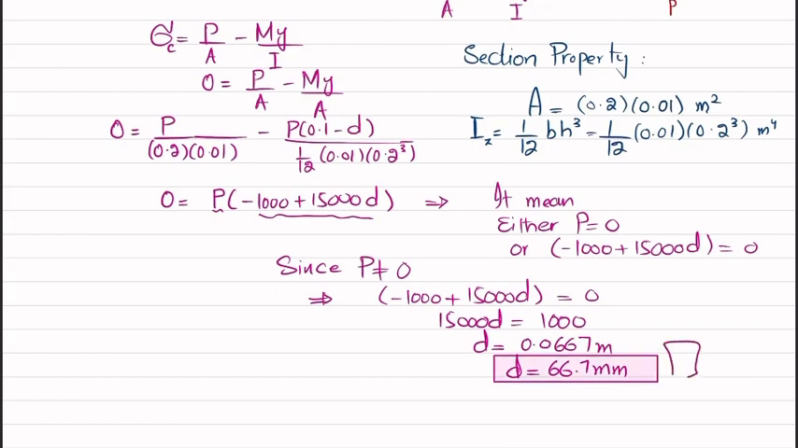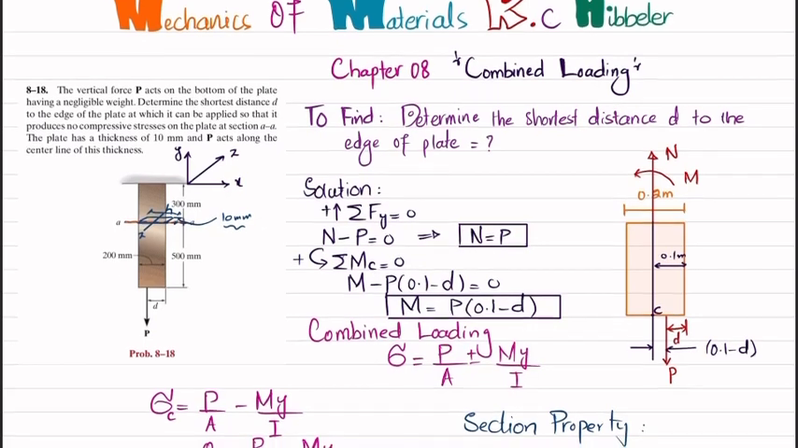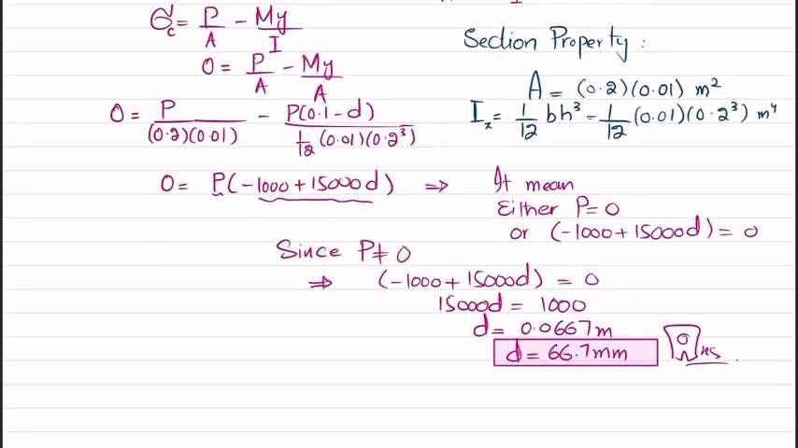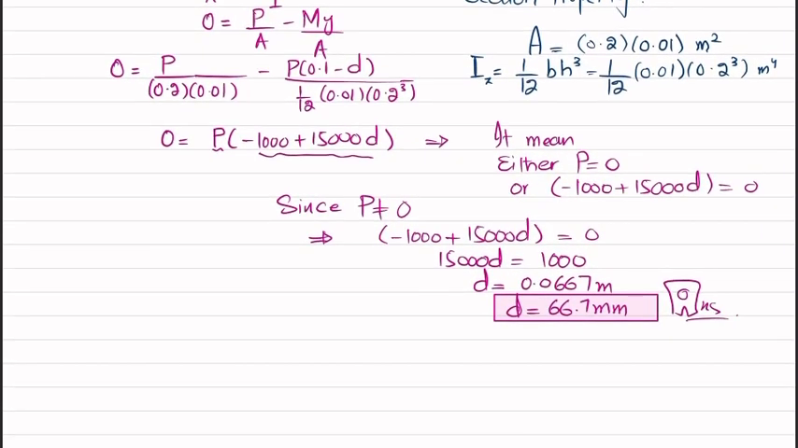And this is the shortest possible distance from this edge. If you select d as 66.7 millimeter, and apply the load of P, it will produce no compressive stress in this plate. And the distribution of this stress in this plate will be like this.